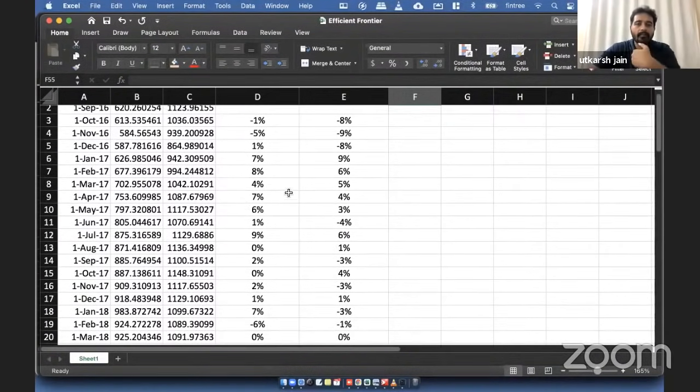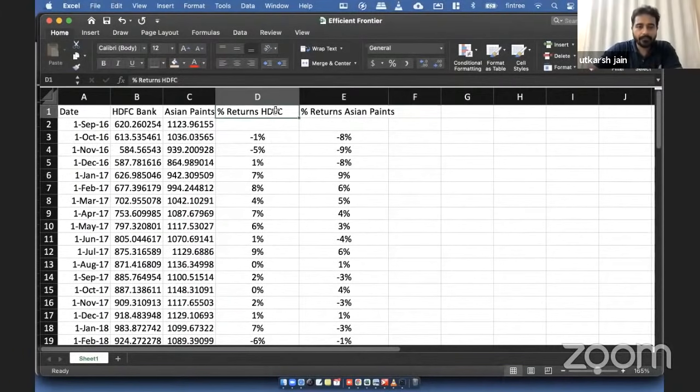Now I know that if I'm an investor in HDFC Bank, and I had bought the stock on 1st of September, by 1st of October my return would have been -1%. But in the next month, I earned -5%. Then the month after that, I earned +1%. Then I earned a really good 7%, 8%, and so on and so forth.